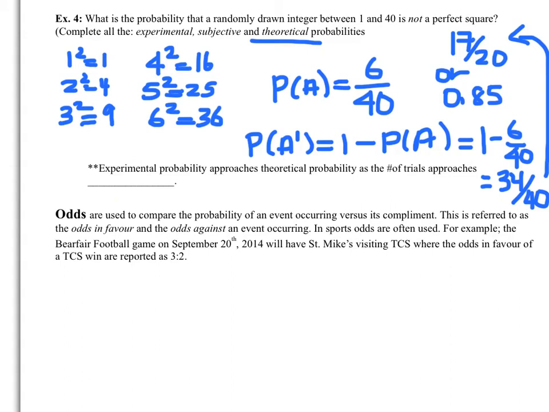Okay, so now you can try using your TI calculator to generate some random integers between 1 and 40 in an effort to find the experimental probability of drawing a number that is not a perfect square. Remember to predetermine a number of trials that you're going to do before you conduct the experiment. Then you can compare your experimental probability result to the theoretical calculation that we made a few moments ago. And try to complete the following sentence. Experimental probability approaches theoretical probability as the number of trials approaches blank.